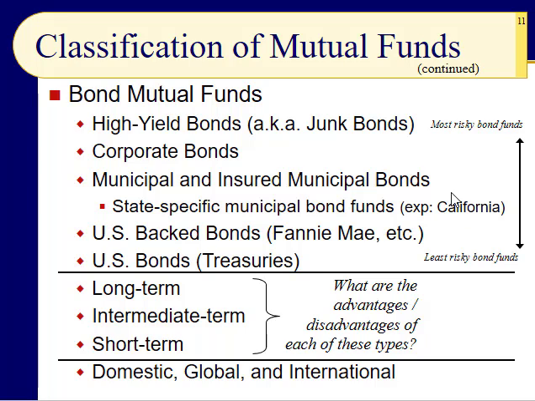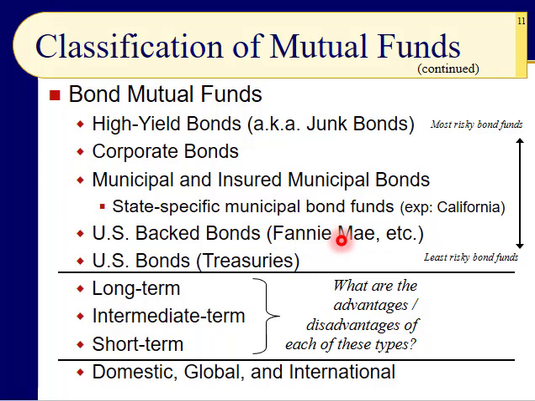If you buy, remember, muni bonds have that wonderful feature that they're free of federal income taxes, the interest on them. If you buy a municipal bond fund that specializes in your state, and of course for us it's California, you don't pay the federal income tax, nor do you pay the state income tax. Very, very cool. And then next, the least risky, are the U.S. backed and the U.S. bonds.